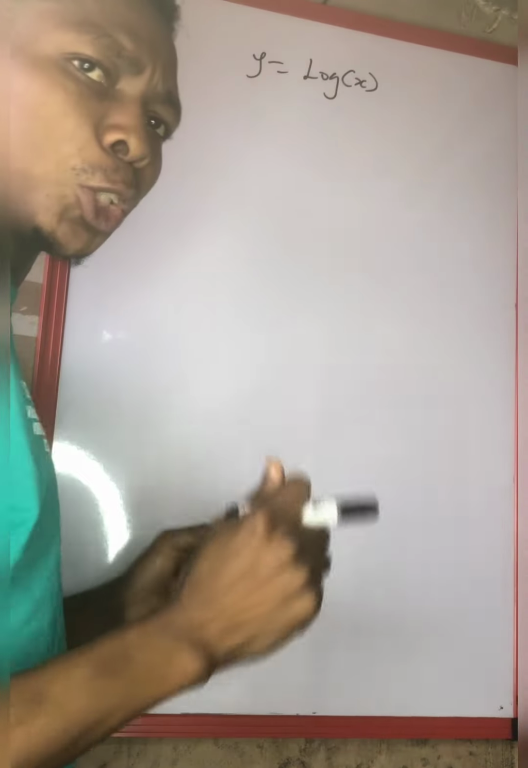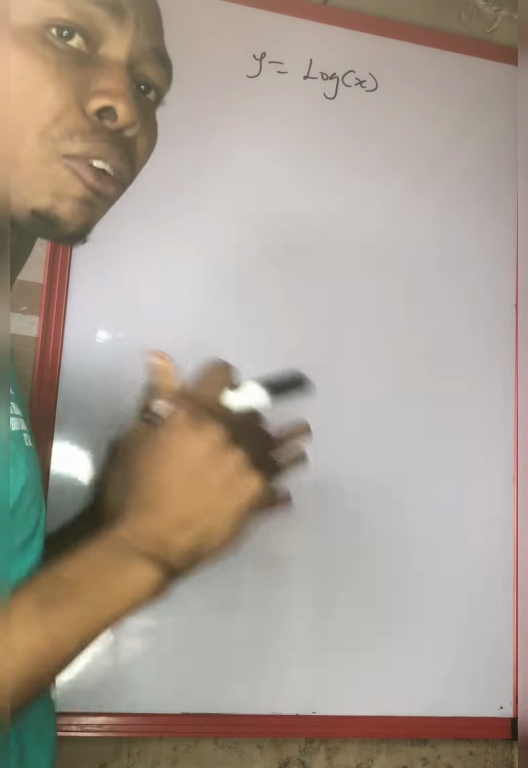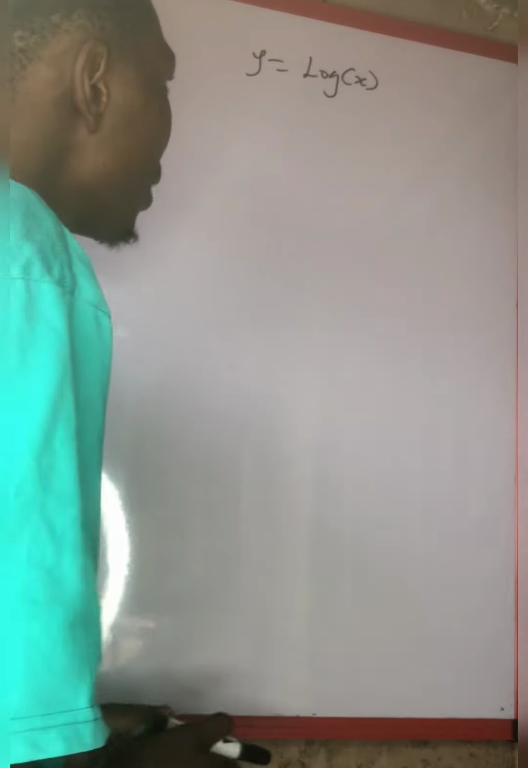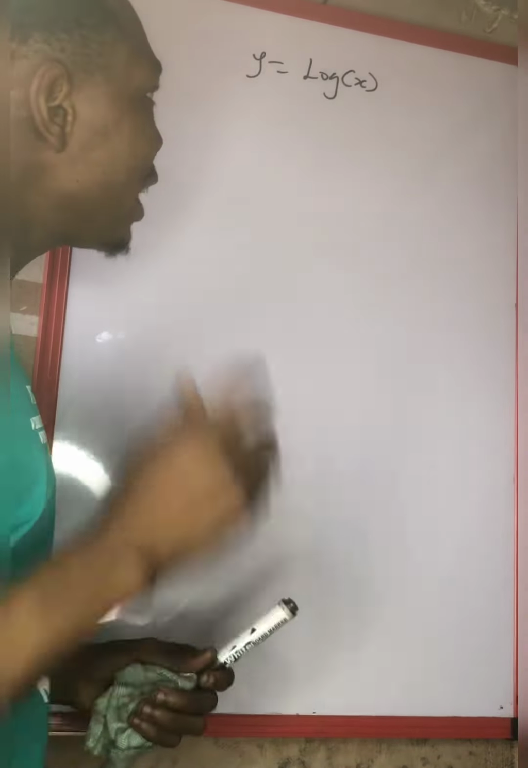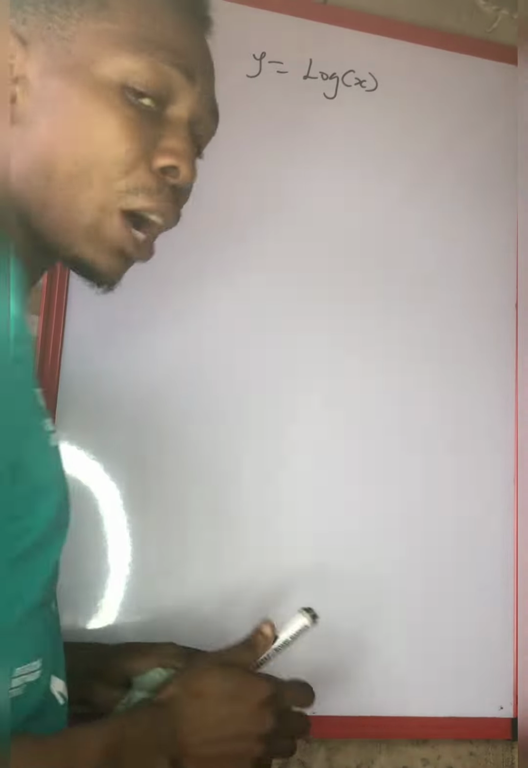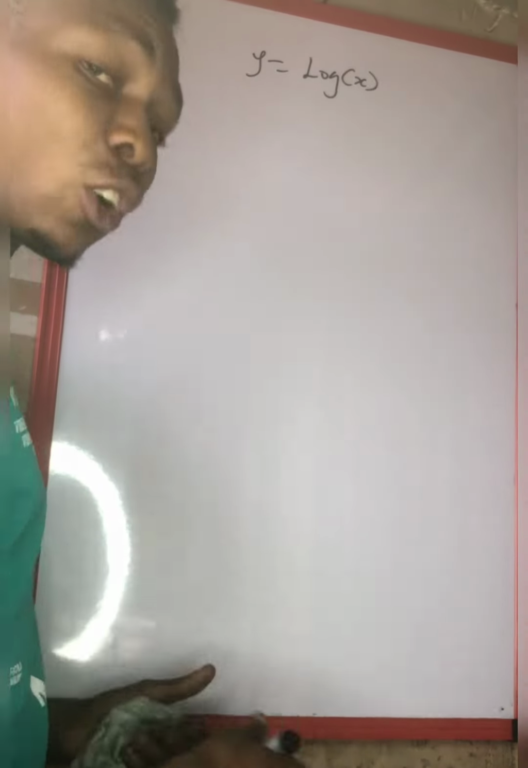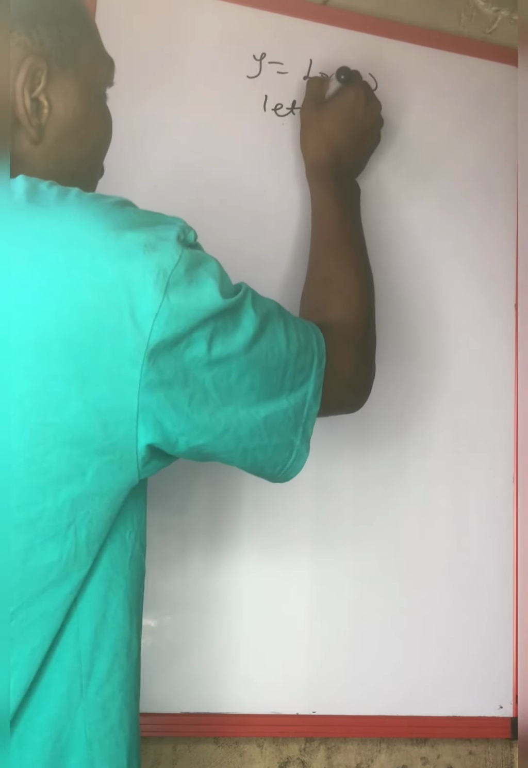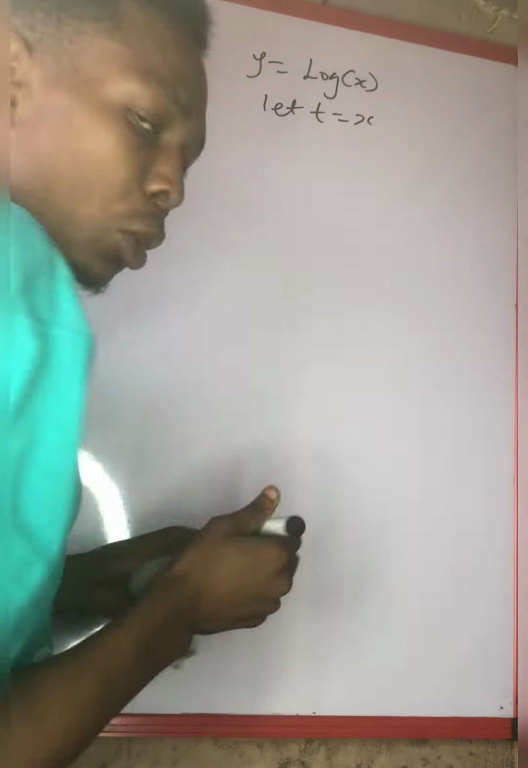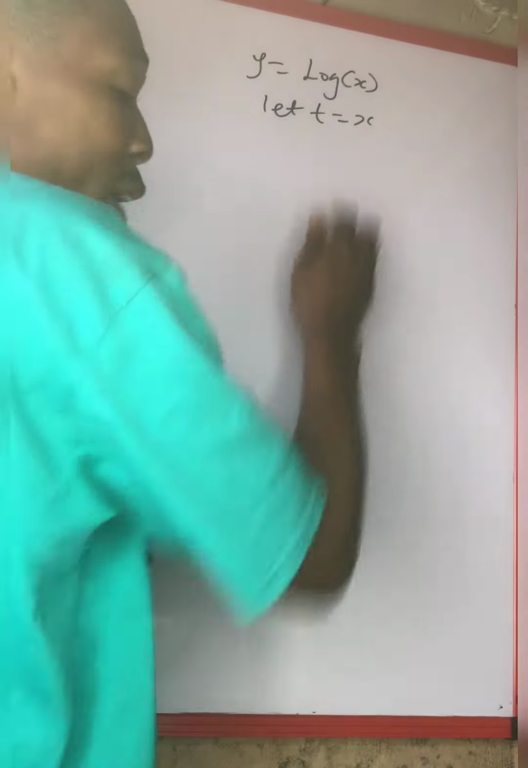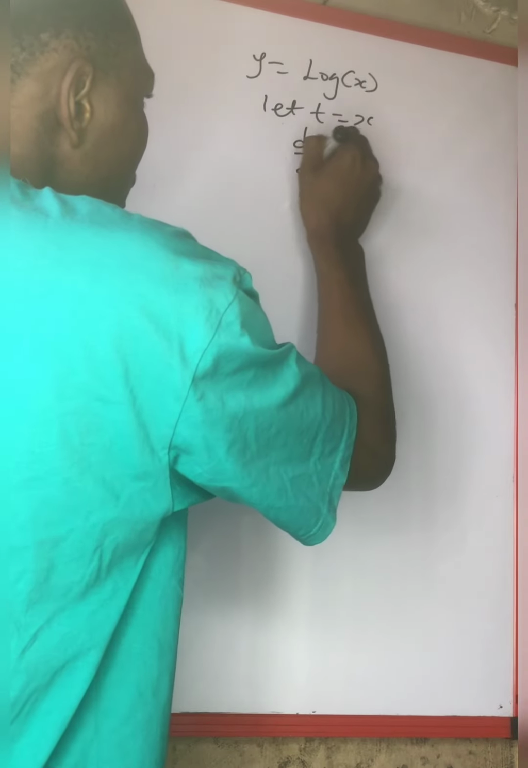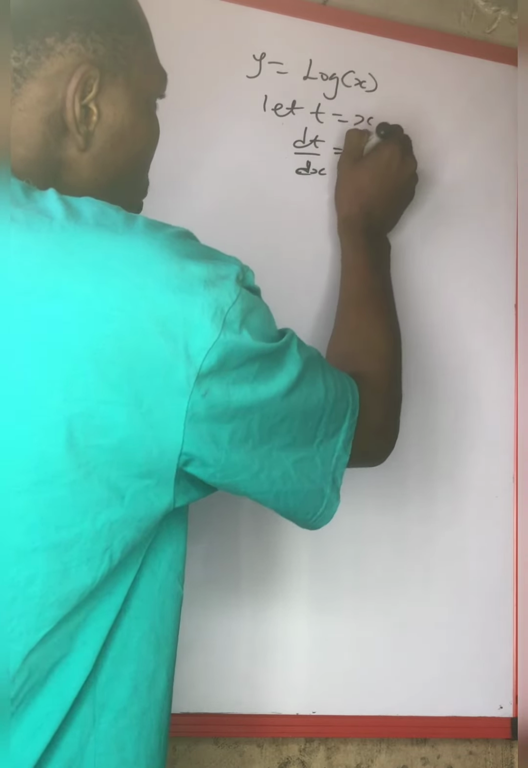Now this very question is under the logarithm function. In the logarithm function, whenever you differentiate log of a variable, it's written as 1 over that particular variable. Whenever you have a question like this, the first thing you do is to assign a variable to what is in the brackets, though it's already a variable. You can simply say let t equals x. You can now differentiate t with respect to x, so dt/dx equals 1.